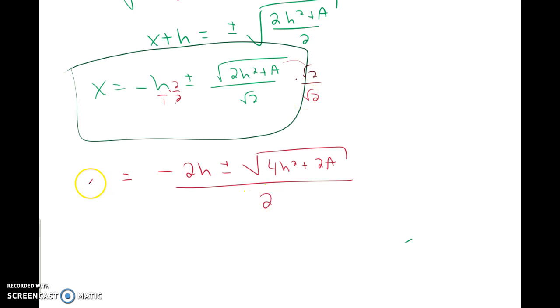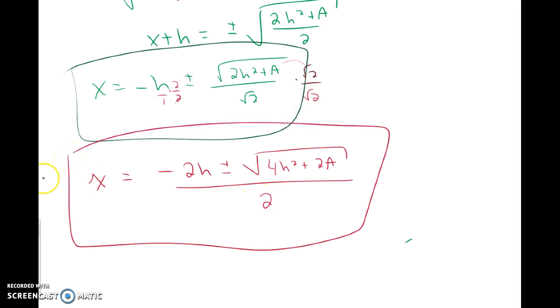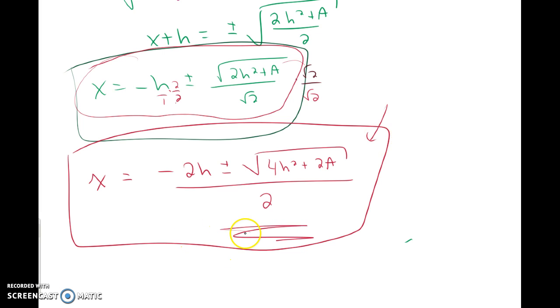So I guess, I don't know, either you could have just left this green answer alone, which would have been fine and a lot easier, or you can try to clean it up. I'm willing to bet that the book's answer is probably like this.